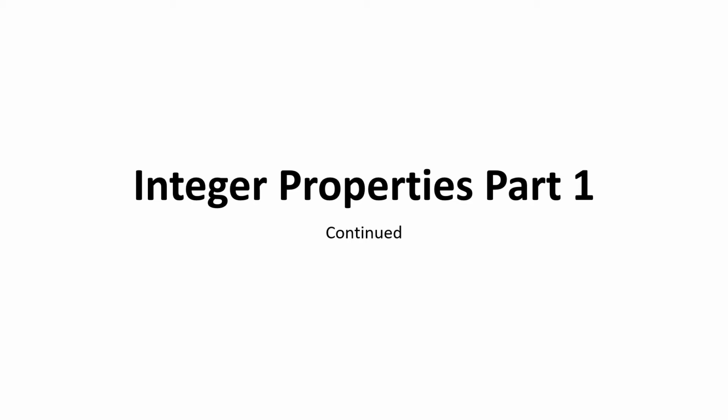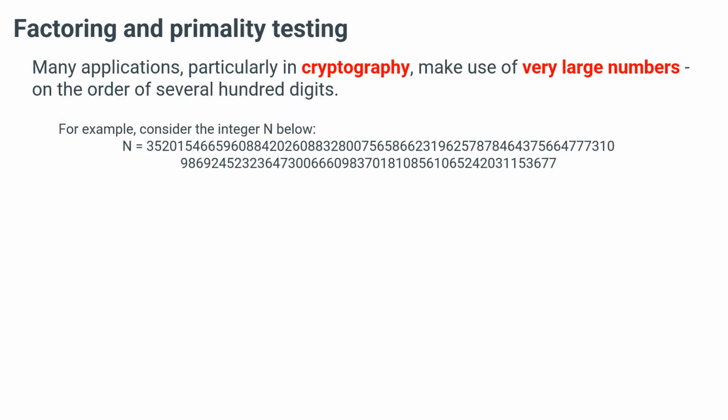We're going to look at a few more integer properties, and then by next week we'll be able to start talking about cryptography. There's a section in zyBooks called Factoring and Primality Testing, and we're not really going to spend any time in that section within zyBooks. All that you need to know from that section is what I'm going to tell you right here.